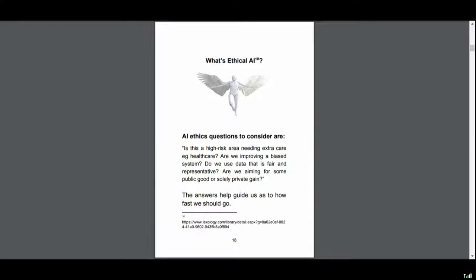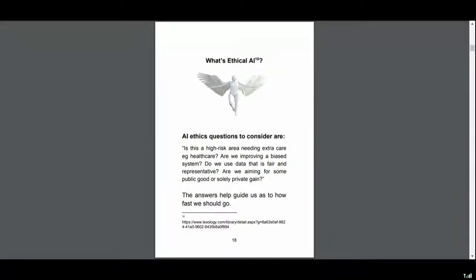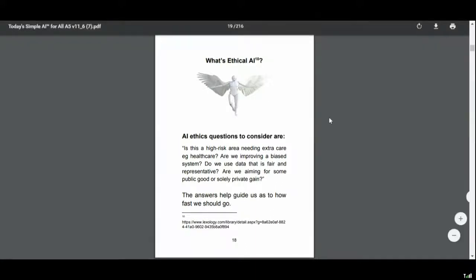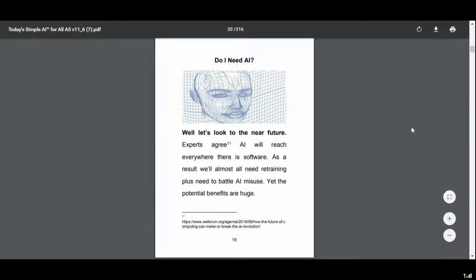These questions and the answers to those questions should give us guidance as to the speed that we should be going at and some of the caution we should adopt along the way. Okay, you could spend a whole session talking about that alone, but we will crack on.